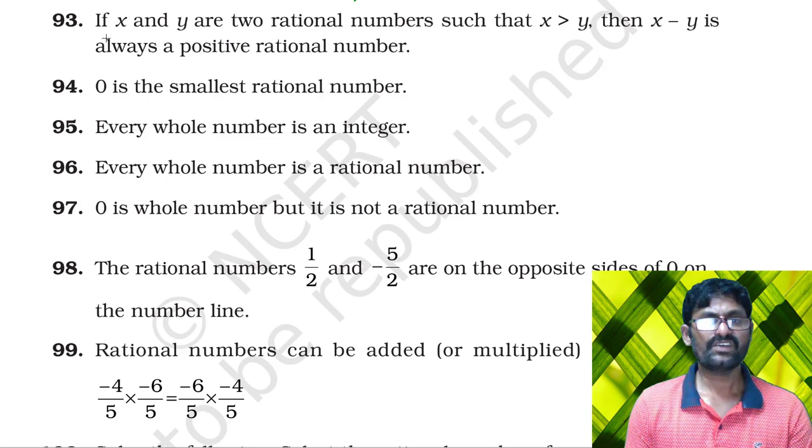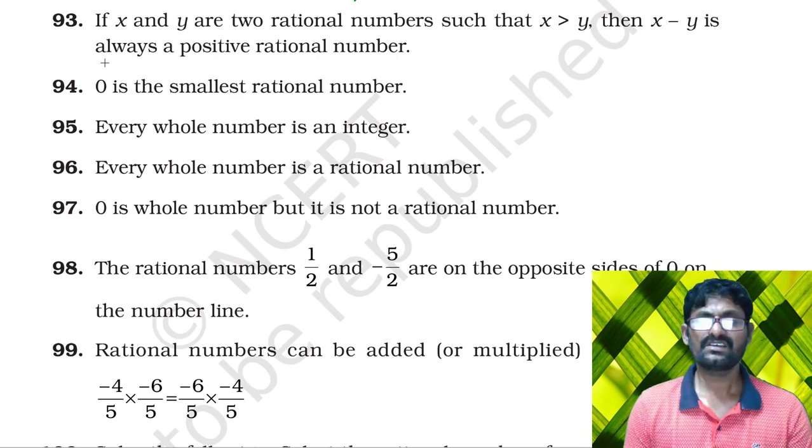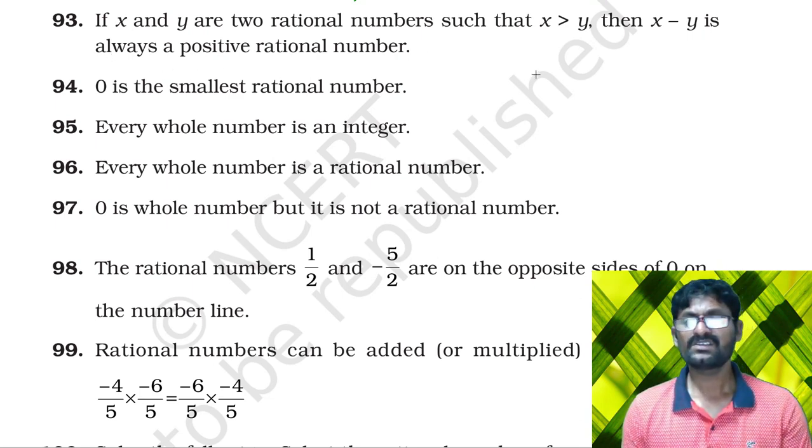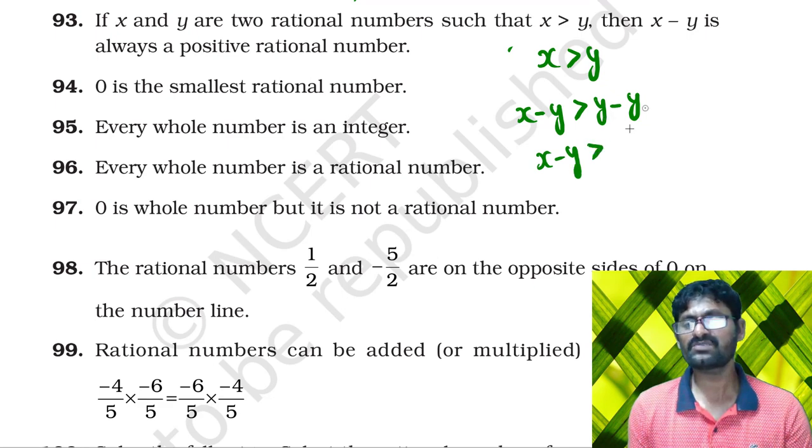Next problem. If x and y are two rational numbers such that x is greater than y, then x minus y is always a positive rational number. x is greater than y. Subtract both sides by y. So x minus y is greater than y minus y, which means 0.